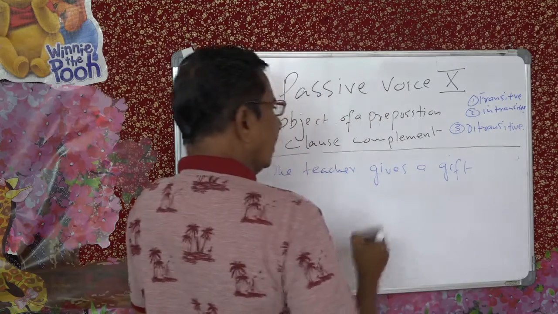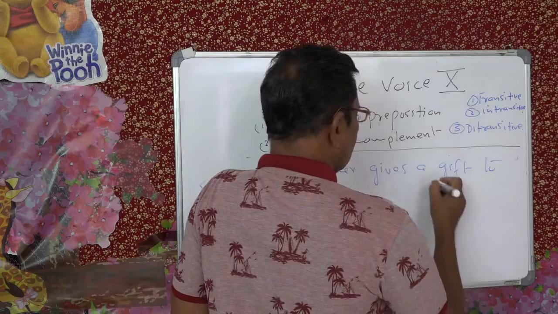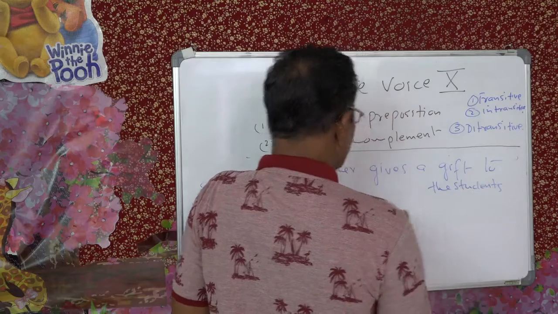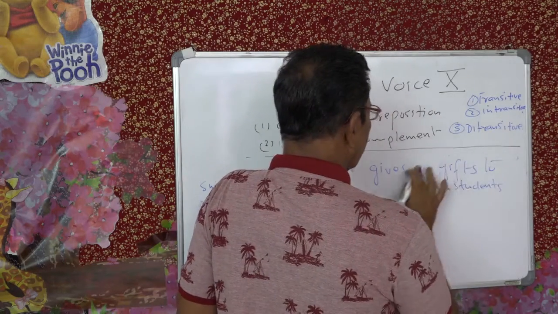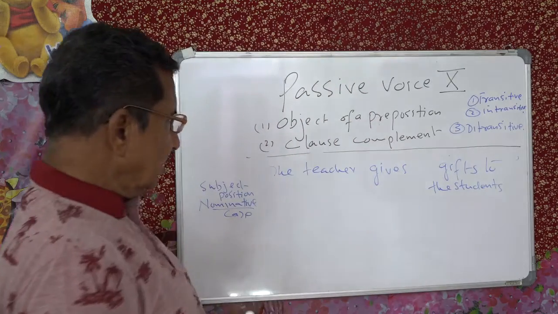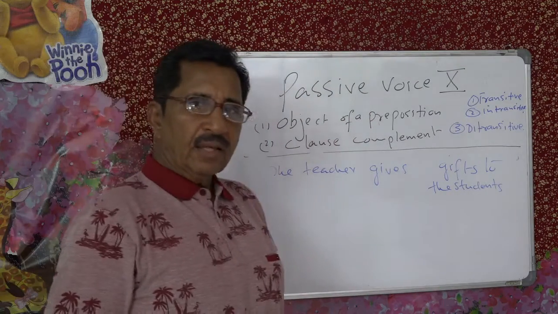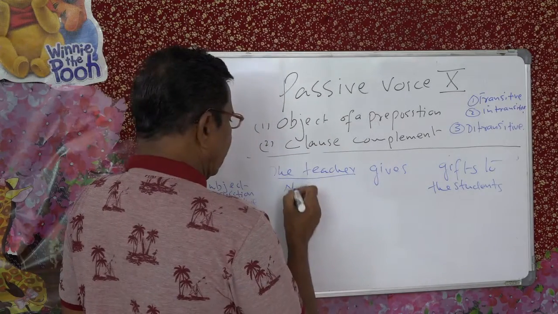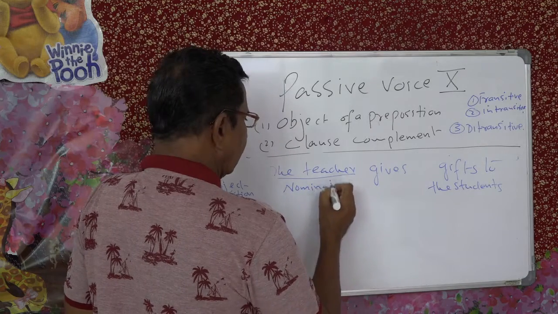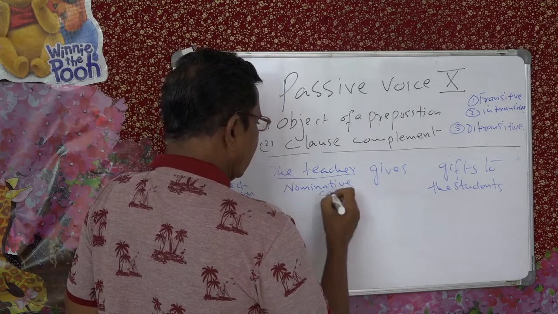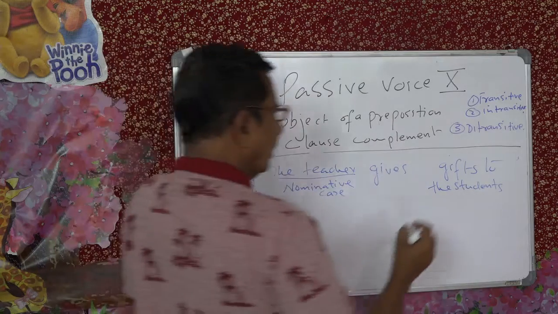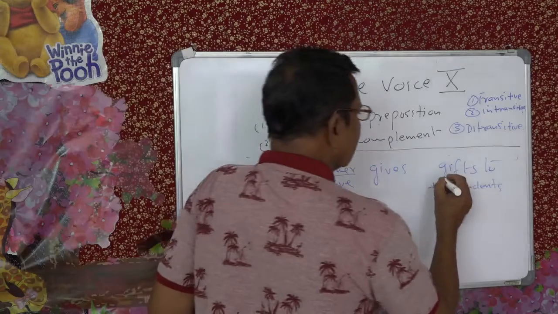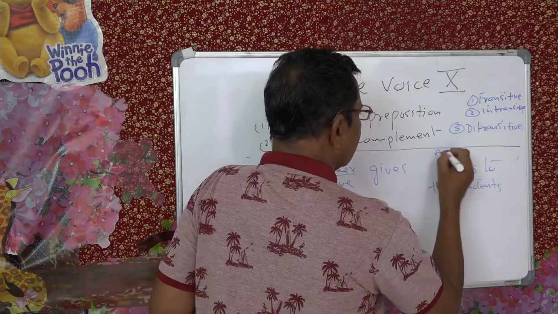The teacher gives a gift to the students. The teacher gives many, because there are many students. The teacher gives gifts to the students. So in this case, we should say the subject, the teacher, is in the nominative case. Then this direct object: the teacher gives what? The teacher gives gifts. So we say accusative case.